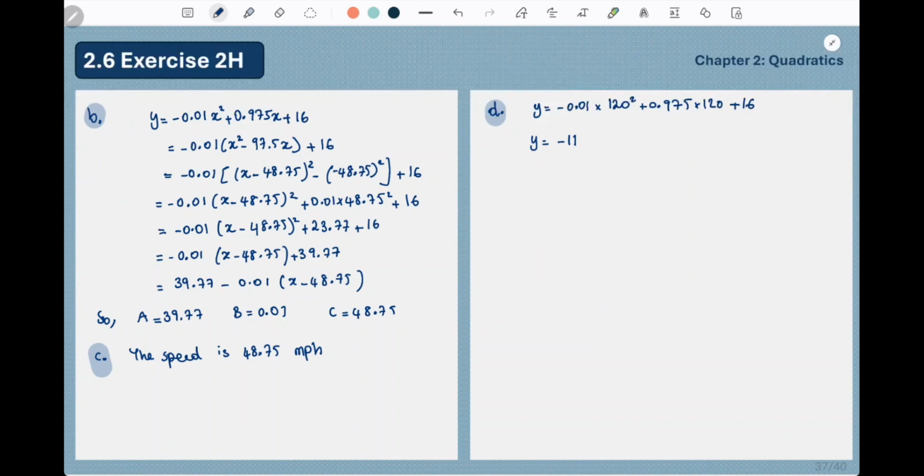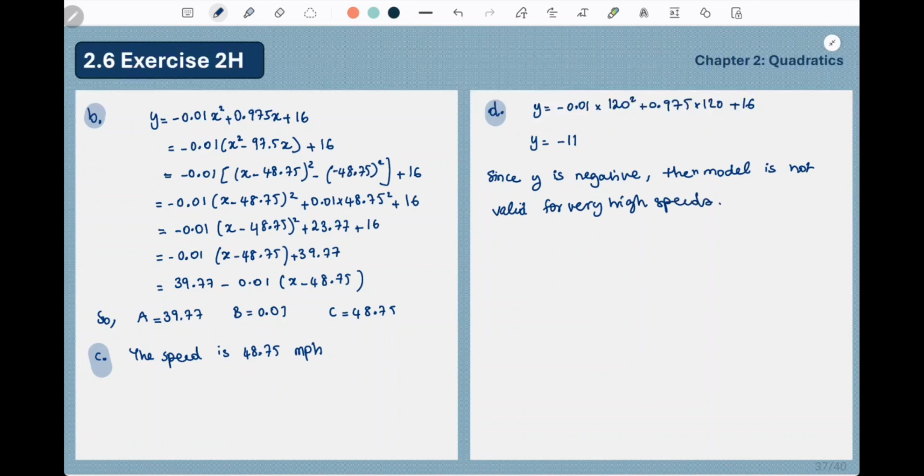So there is something particular about this value that makes this model not valid for very high speeds, because they asked us to comment on the model's validity for such high speeds. It's not valid. Why? Because y is supposed to be a positive value. Since y is negative, then the model is not valid for very high speeds.